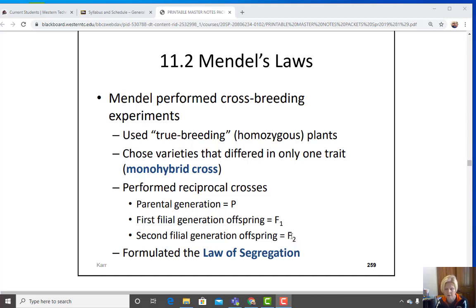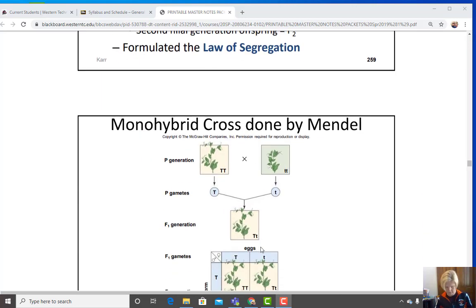Now obviously humans don't do that. We don't cross brothers and sisters to get an F2 generation, but we can do that in plants, and it helped Gregor Mendel come up with different laws of genetics, and one of them was the law of segregation. So the law of, well, let's take a look at this first before we get into too much information.